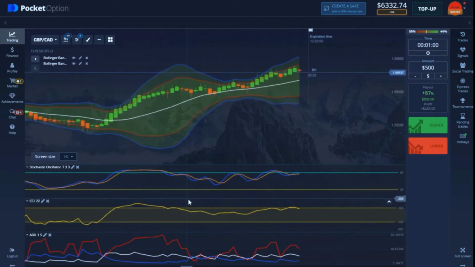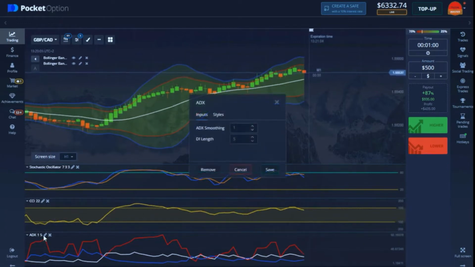The last indicator here is ADX with an ADX smoothing period of 1. The ADX length is 5. Over here I set all the lines to 2 pixels as well, and I changed the colors. The ADX color is red, the plus DI is white, while the minus DI is blue. So that's pretty much all I do. When you're done, you hit save.